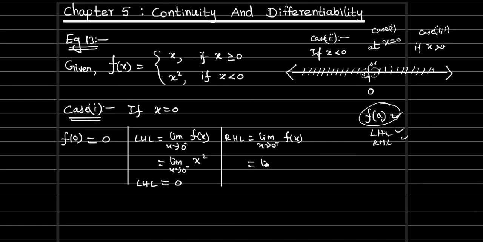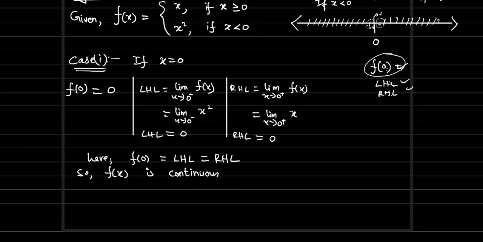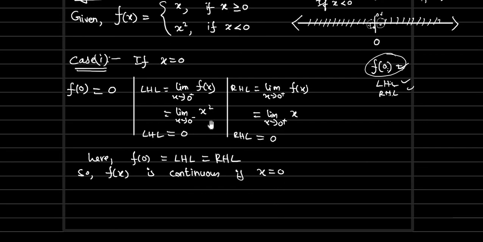So now applying the first function, replacing x and then applying the limit 0. Here the left-hand limit and right-hand limit are the same, and the value of f(0) is also the same. So f(0), the left-hand limit and the right-hand limit coincide. So f(x) is continuous if x equals 0. At x equal to 0, the function is continuous.